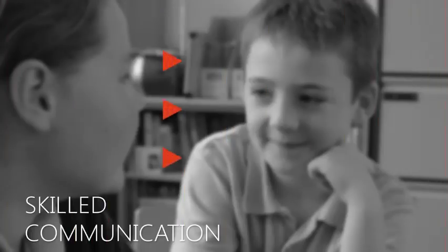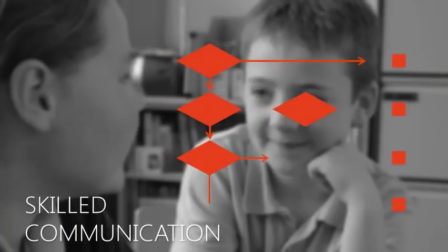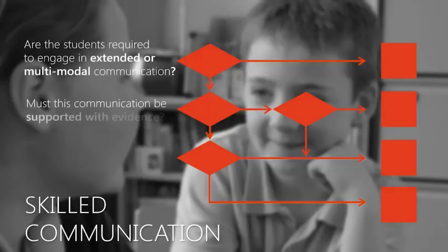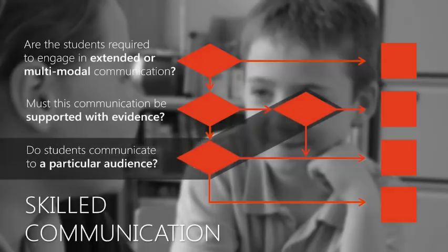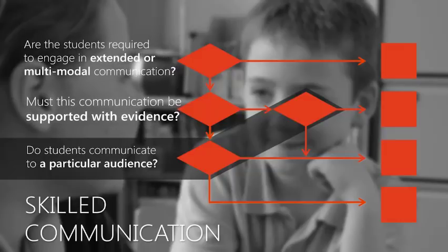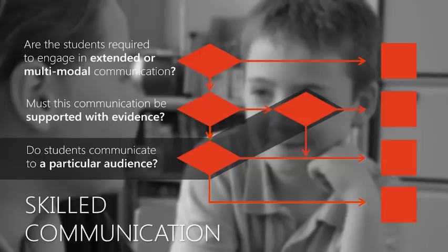We can capture the key ideas about skilled communication by using a decision tree. A decision tree is a visual way of representing the big ideas in skilled communication. It is designed around a number of questions. As you can see, there are 3 questions in the skilled communication decision tree. The first relates to whether the communication is extended or multimodal. The second relates to providing supporting evidence. The third, to designing communication for a particular audience.